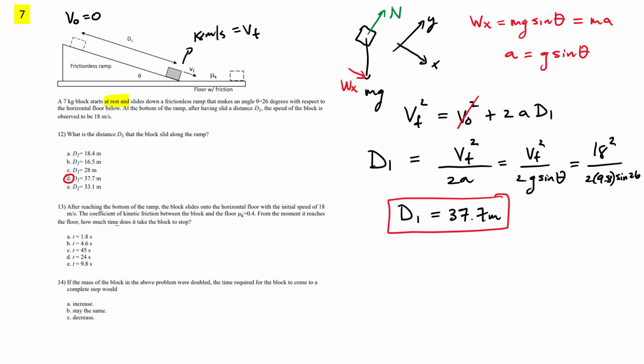All right, question 13 says, after reaching the bottom of the ramp, the block slides onto a horizontal floor with an initial speed of 18. The coefficient of kinetic friction between the block and the floor is 0.4. From the moment it reaches the floor, how much time does it take to stop the block?